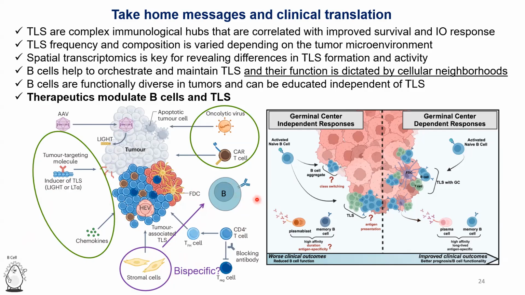But ultimately, I think thinking about both sides of the coin, not only what happens when you have a TLS with the germinal center, but when you don't, and how you can reinvigorate those two processes and make better not only immune responses, but specifically better B cell responses.